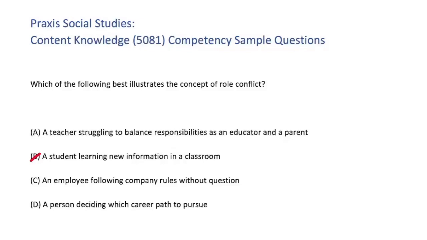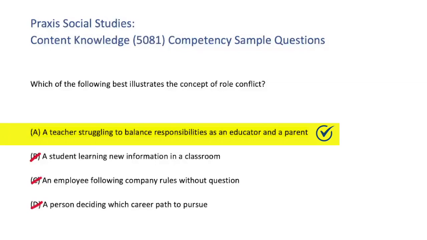Next, we're going to eliminate option C. An employee following company rules without question would be considered compliance. No role conflict here. We can go ahead and eliminate option D. A person deciding which career path to pursue is role choice, not conflict.